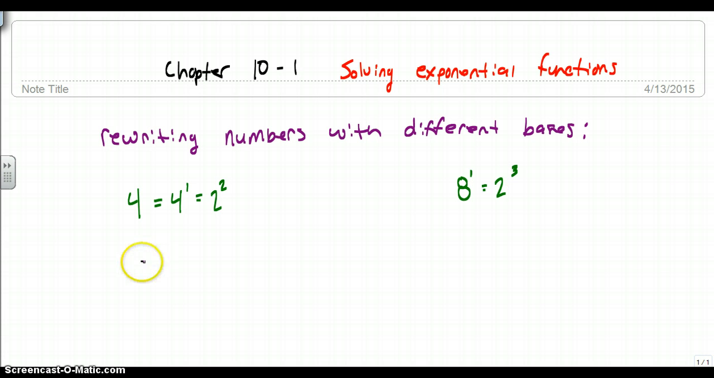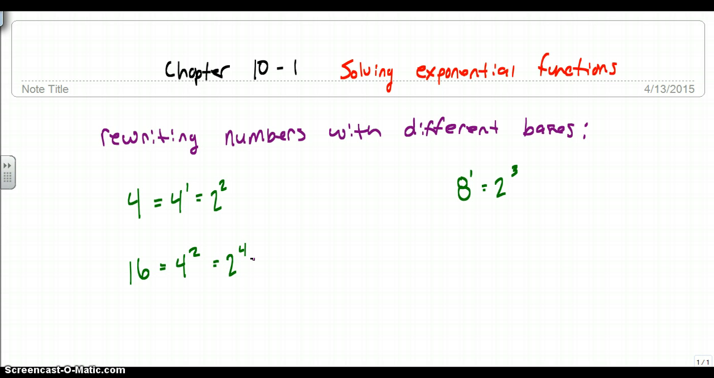Let's look at another one, one that has more options. Let's say 16. The first thing that should come to mind is that 16 is a perfect square, so that's 4 squared. So I can rewrite 16 as 4 squared. But I can also rewrite 16 because it is a perfect fourth. 16 is 2 to the fourth power.